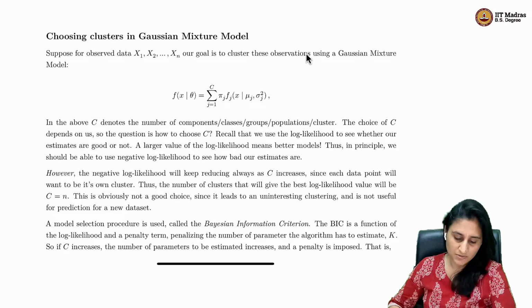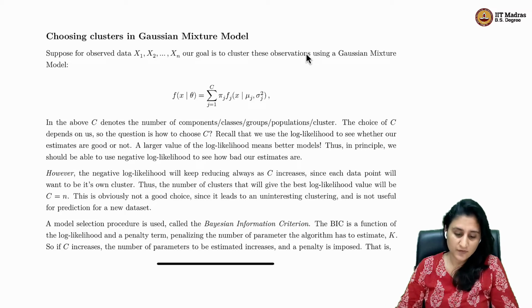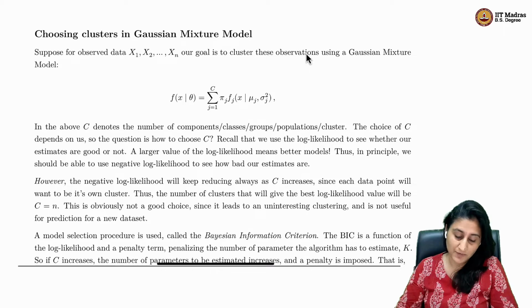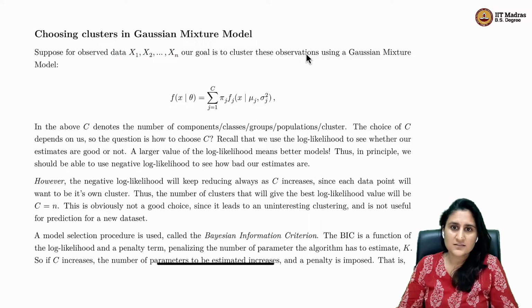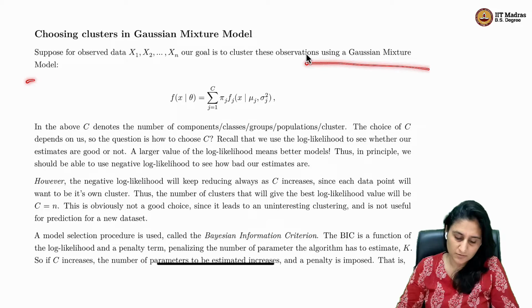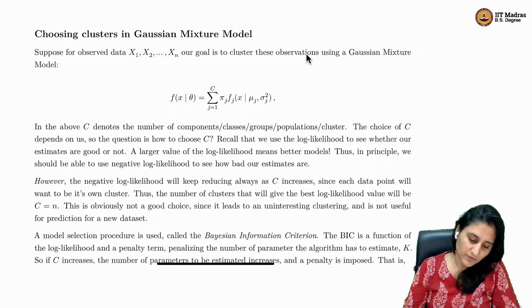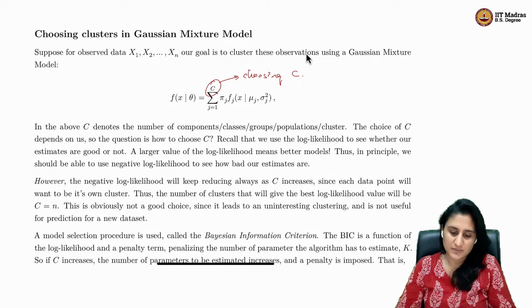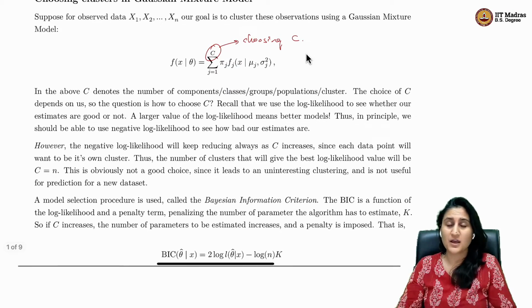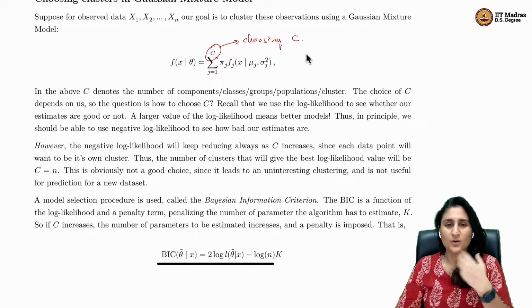So we were in a situation where we have either univariate or multivariate observations, x1 up to xn, and our goal is to cluster these observations using a Gaussian mixture model. Then the PDF of any given data point can be written as this mixture, where we are choosing a particular choice of C, right? We're fixing that choice, maybe by some prior knowledge that we might have on what number of clusters this population exhibits.